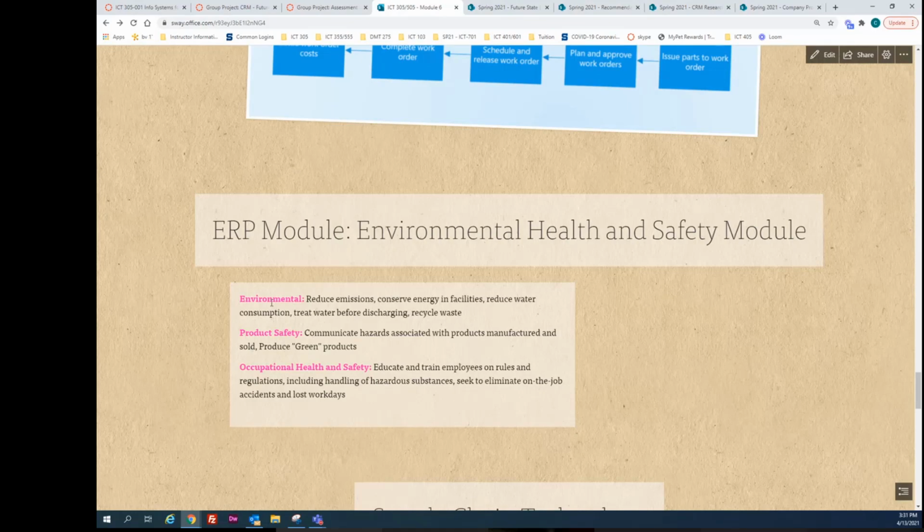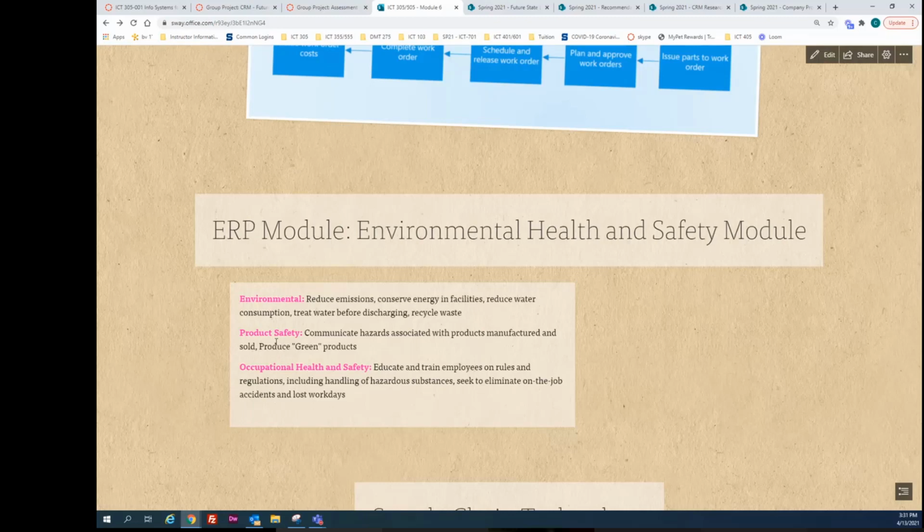And also environmental, making sure that our plants, our manufacturing, where we're creating this stuff, that we have reduced emissions, that we're conserving energy in the facilities, reducing water consumption, making sure that our water is clean before we discharge it back out, and that we're recycling waste, and so that we're looking at the environment as well. And all of that stuff is also tracked in a system.